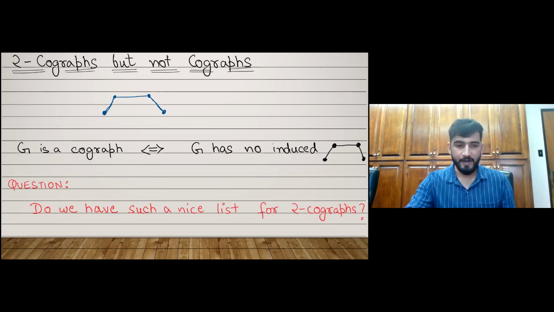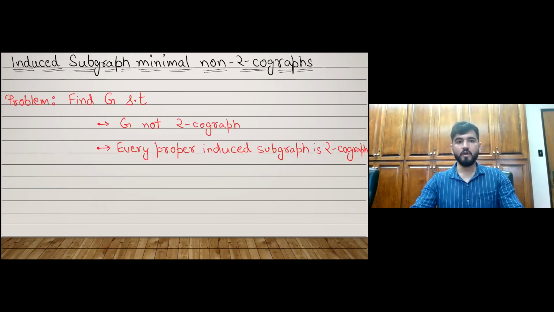Now, a natural question to ask is, do we have such a nice list for two-cographs? Can we say something like that G is a two-cograph if and only if G has no forbidden structures we can come up with? The first thing we would look at is induced subgraph minimal non-two-cographs. Or in other words, the graphs G such that G is not a two-cograph, but every proper induced subgraph is.